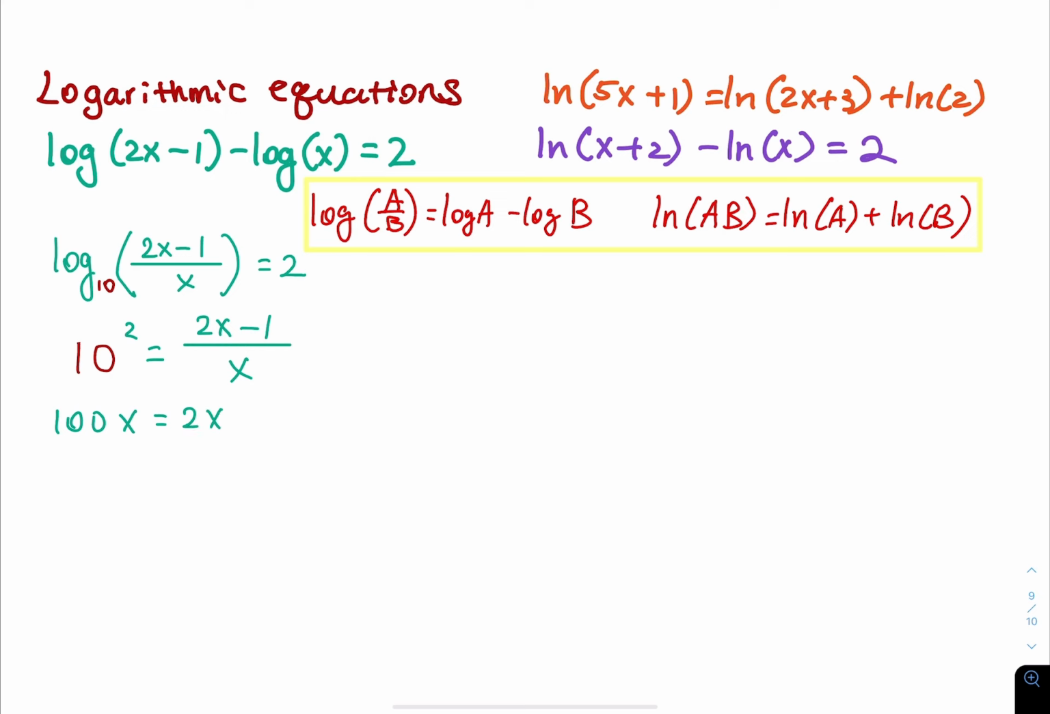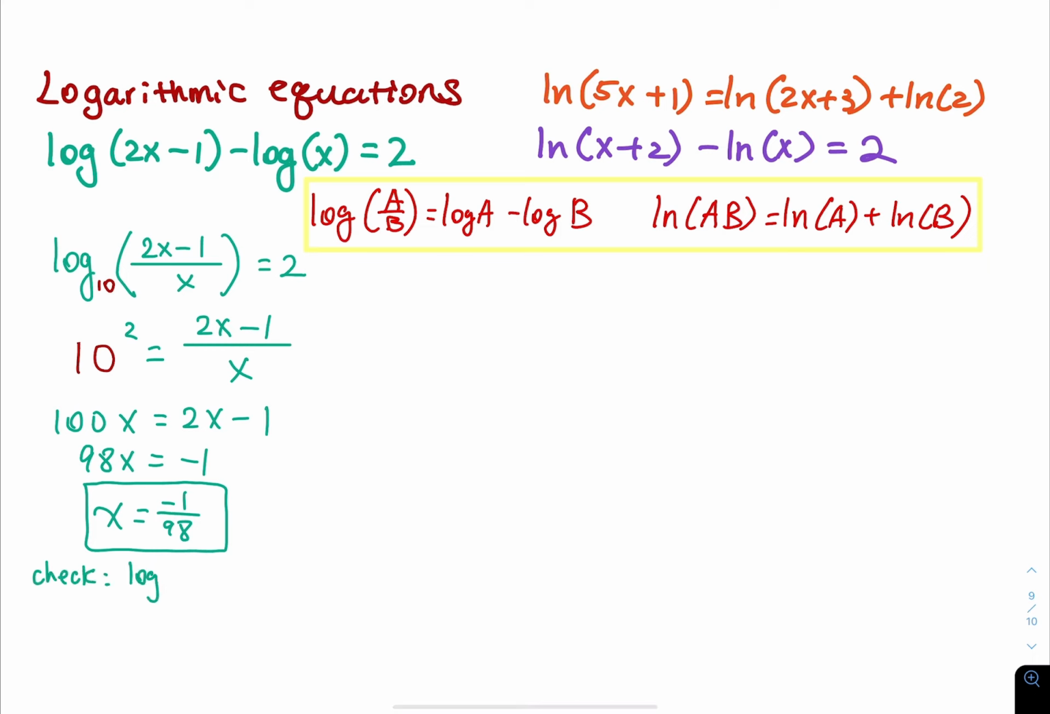So multiply x on both sides. You have 2x - 1. Wow, we can easily solve for x, right? So 100 minus 2 is 98. So we have 98x equals negative 1, and then x is equal to negative 1 over 98. Is this a solution or an extraneous solution? It is pretty simple to check. I will just plug it in. So let's check.